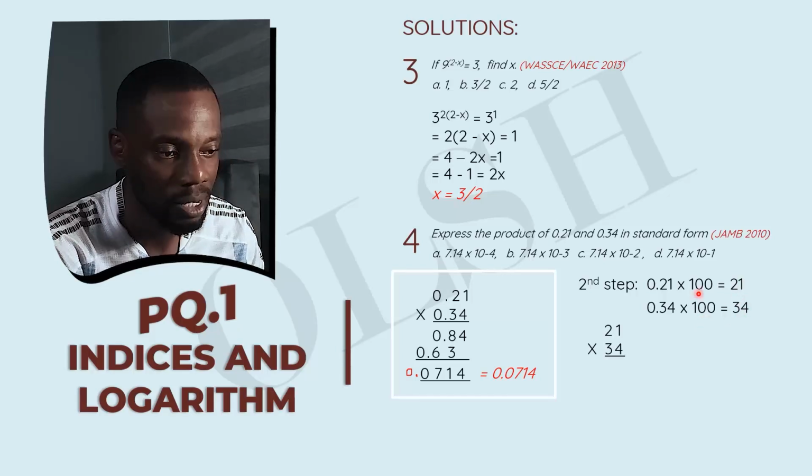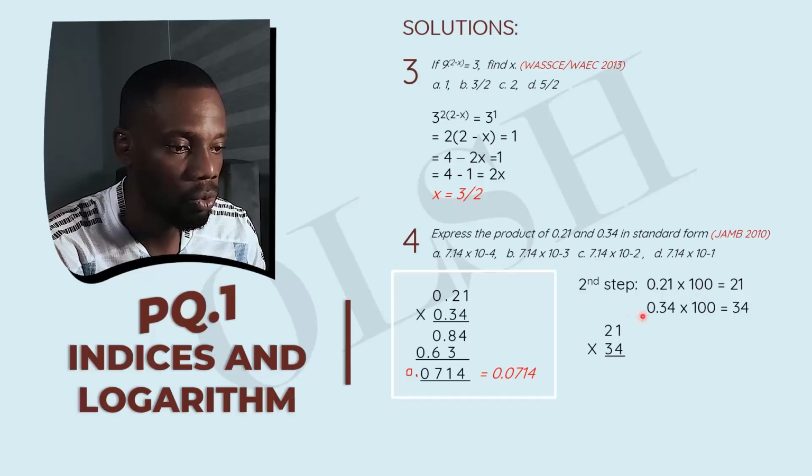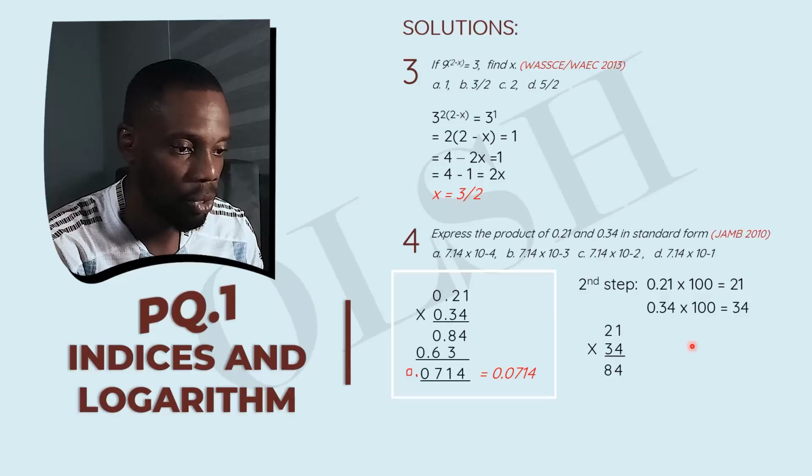We already know we have 10 raised to power 2 for both numbers. Okay, so we come here and multiply 21 by 34, and then that will give us, of course, 4 times 1 is 4, 2 times 4 is 8, 3 times 1 is 3, we put 3 down there, and 2 times 3 is 6. So if we sum this up, we're going to get 714.